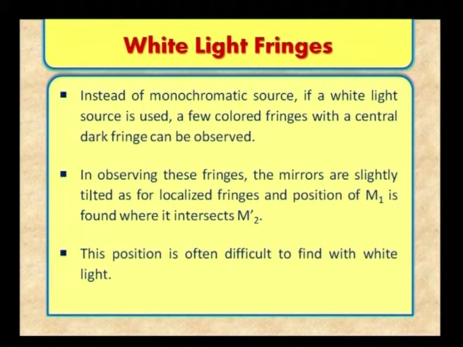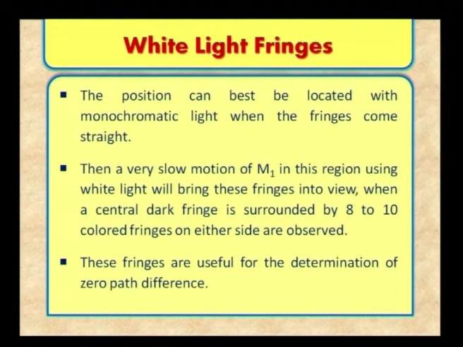This position is often difficult to find with white light. The position can be best located with monochromatic light. When the fringes come straight, then a very slow motion of M1 in this region using white light will bring these fringes into the field of view, when a central dark fringe is surrounded by about 8 to 10 colored fringes on either side. These fringes are useful for the determination of zero path difference.